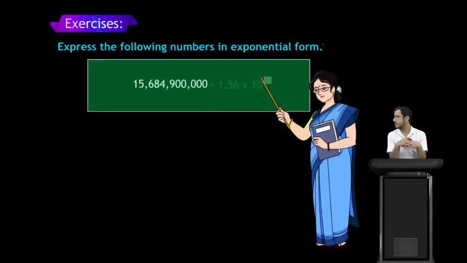Express the following numbers in exponential form. Here we have a number 15684900000. Students, can you do this? Can you tell me the power of 10 here? Yes, correct. You can see here the decimal moves from right to left. So 1, 2, 3, 4, 5, 6, 7, 8, 9, 10. So the decimal moves from right to left, and now 1.5, so that means 10.